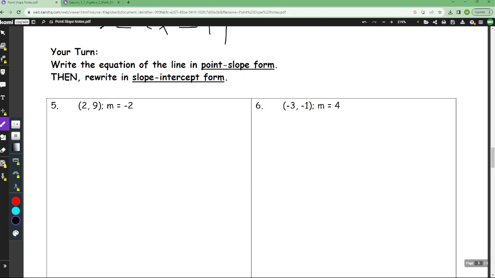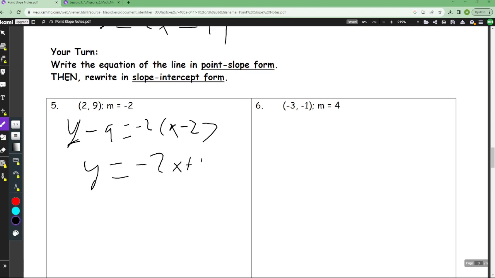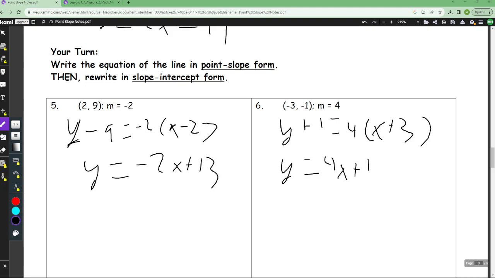So for 5, slope is -2, coordinate pair is (2, 9). So our point-slope is going to be y minus 9 equals -2 times the quantity of x minus 2. Distribute, and we eventually get y equals -2x plus 13. Number 6, same thing. Y plus 1 equals 4 times the quantity of x plus 3. That is our point-slope. Distribute, subtract 1 from both sides, y equals 4x plus 11.